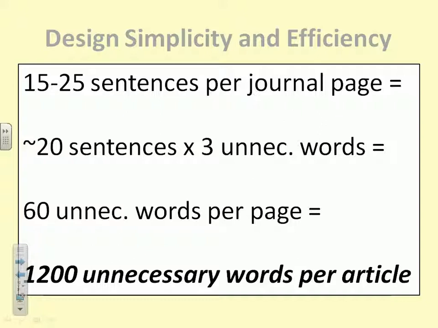We want it to be the meat, not the fat. So even if I've got this wrong by half, that's still 600 unnecessary words per article, which is way too much. So it can be a very big issue. Certainly not every sentence may have unnecessary words. Some sentences may have 12 unnecessary words.